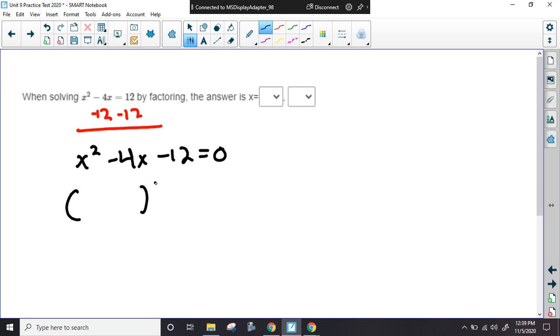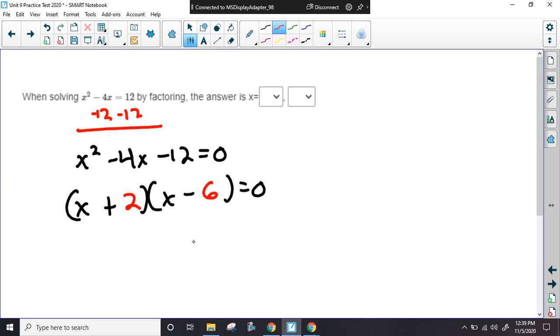Okay. Do our parentheses, x. And because that 12 is negative, our signs are going to be different. So I got a plus in one, a minus in the other one. Okay. What are the factors of negative 12 that when you combine them, you get negative 4? Our 2, yes. So this one would be a positive 2 and a negative 6.